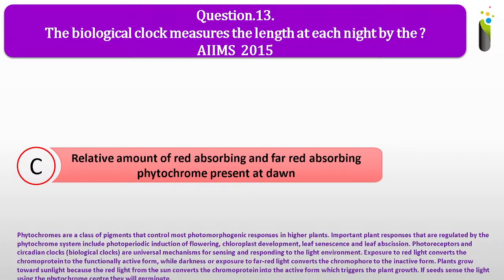Okay, so you must write this point as a part of your synopsis. That is, the biological clock that measures the length of each night is done by the relative amount of red absorbing and far red absorbing phytochromes present at the dawn. Okay, so this is a very different question, and as you can see, it had appeared in AIIMS 2015.